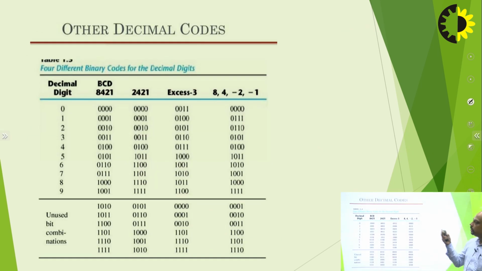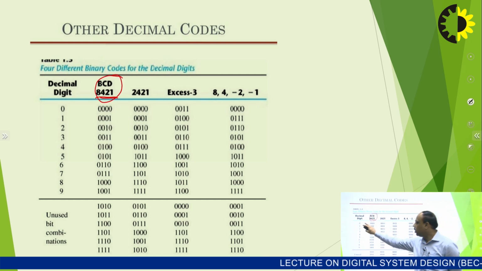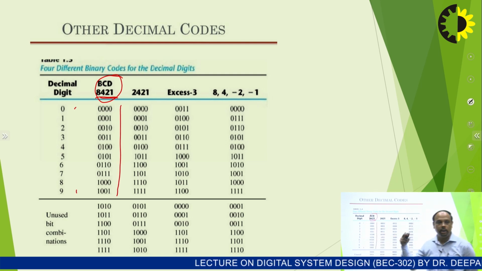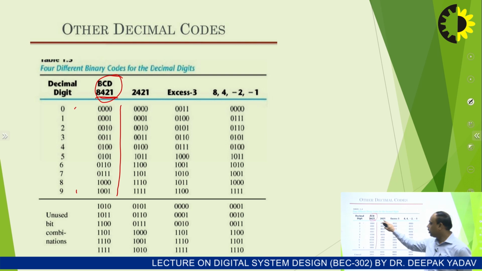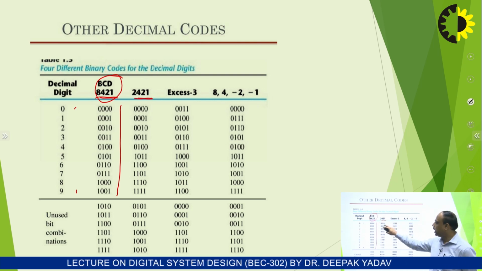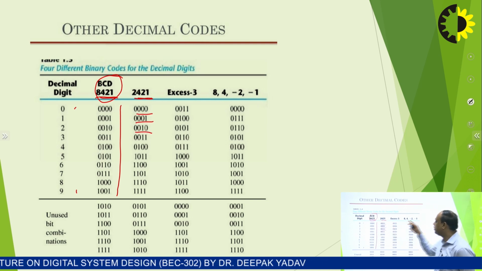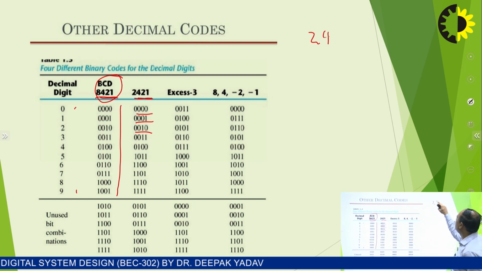Then the other decimal code. This is the other decimal code that is used, which is the 8421 code. 8421 code is nothing but the BCD code only. So from 0 to 9, it is represented as BCD, as we can see in the previous slides. There is another code which has weight 2421. So in 2421 code, again we have the 4-bit representation of the numbers, but the weight is represented by 2421.